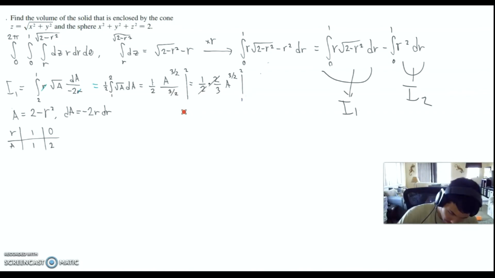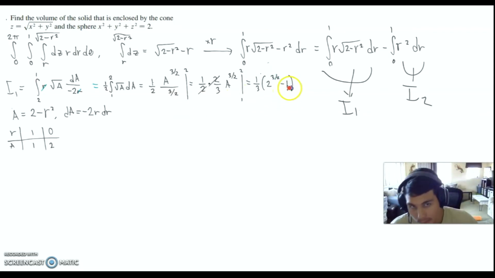Where this is going to have to equal 1/3 times 2 to the power 3 over 2 minus 1. 1 to the power of anything is 1, right? Even 1 to the power 0 is 1.